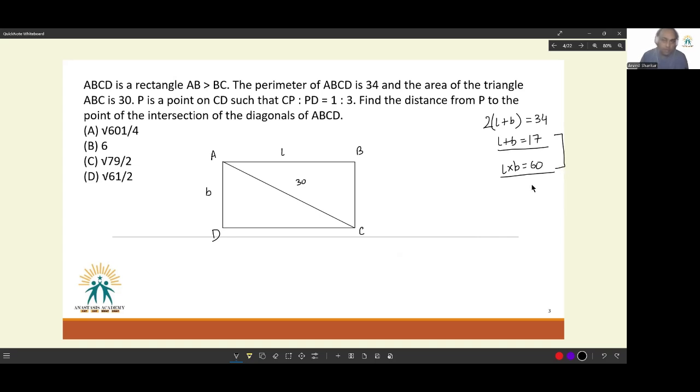Hopefully, we have done enough number of algebra questions to get to the conclusion. L is equal to 12, B is equal to 5, or vice versa. L is equal to 5, B is equal to 12. That is immaterial. But L has to be greater than B. No, we also add that information. AB is greater than BC. So we get to our value of L is equal to 12, B is equal to 5. And then this is wonderful.